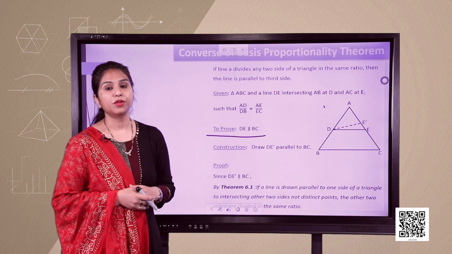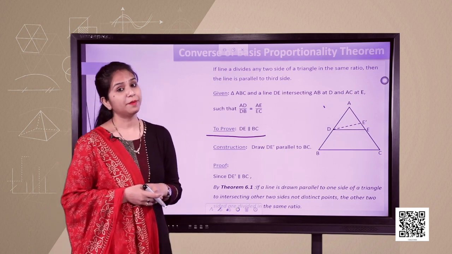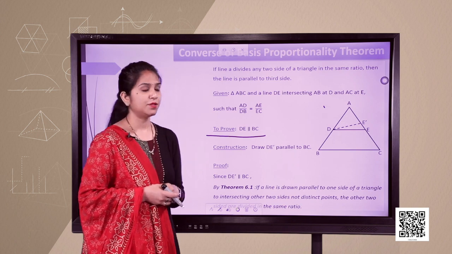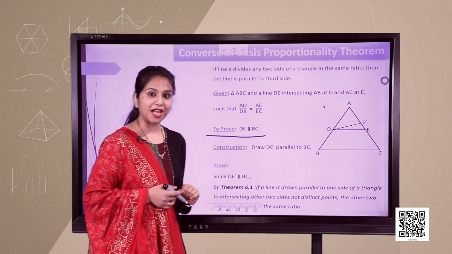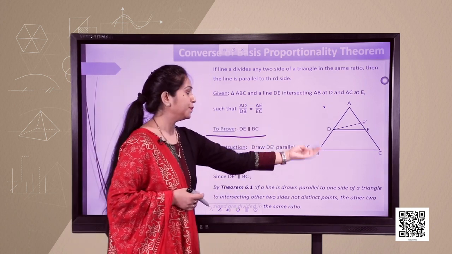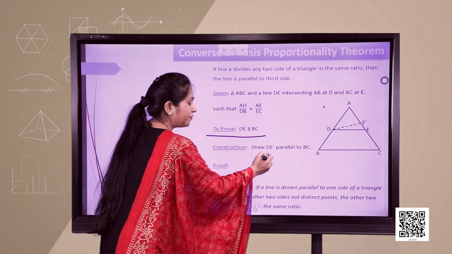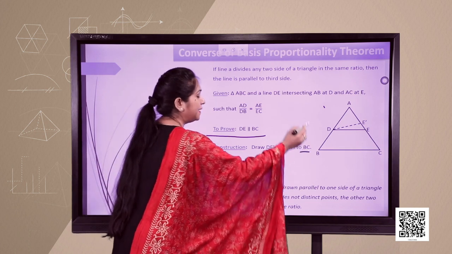Children, here we are going to do one construction. We are going to prove it by the method of assumption. Let us assume there is a point E dash on AC such that the line DE dash is parallel to BC. So, this is your construction. We have drawn this line DE dash which is parallel to line BC.